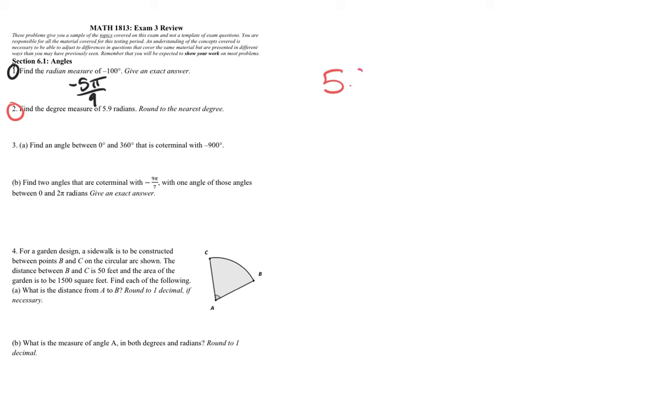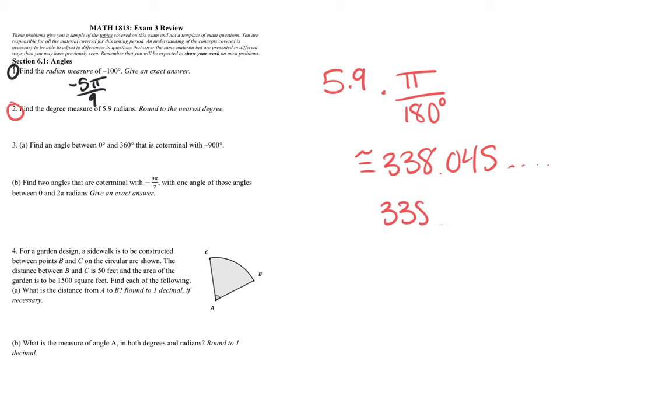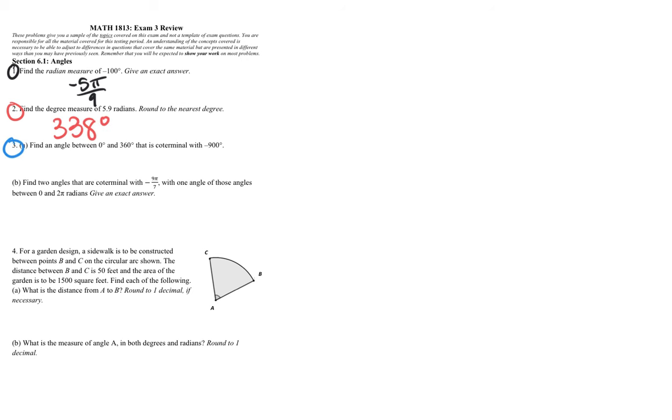So we're going to do 5.9, and it's going to be the opposite formula. So we're going to multiply it by 180 degrees over pi. And putting that into our calculator, we get approximately 338.045 with some remaining decimals, and it's asking us to round to the nearest degree, so we're going to round down to 338 degrees.